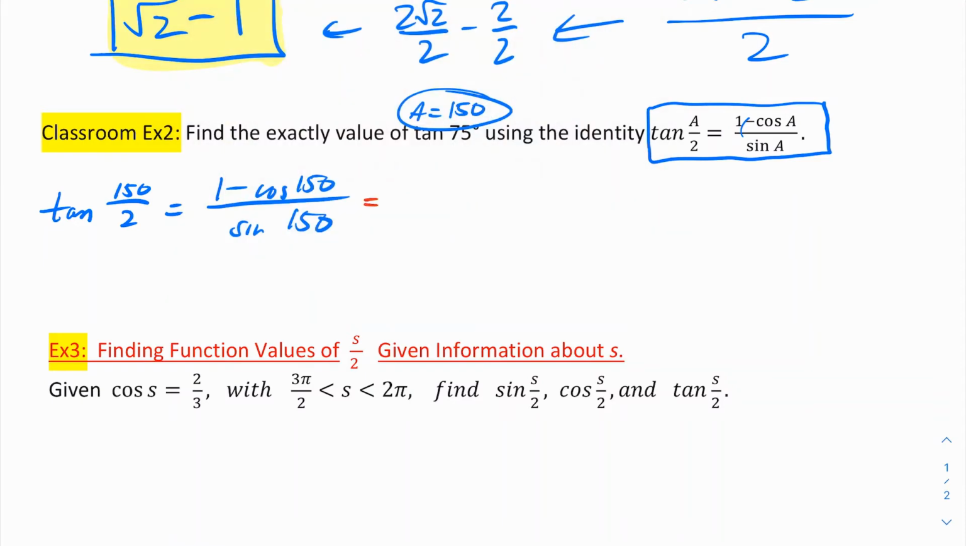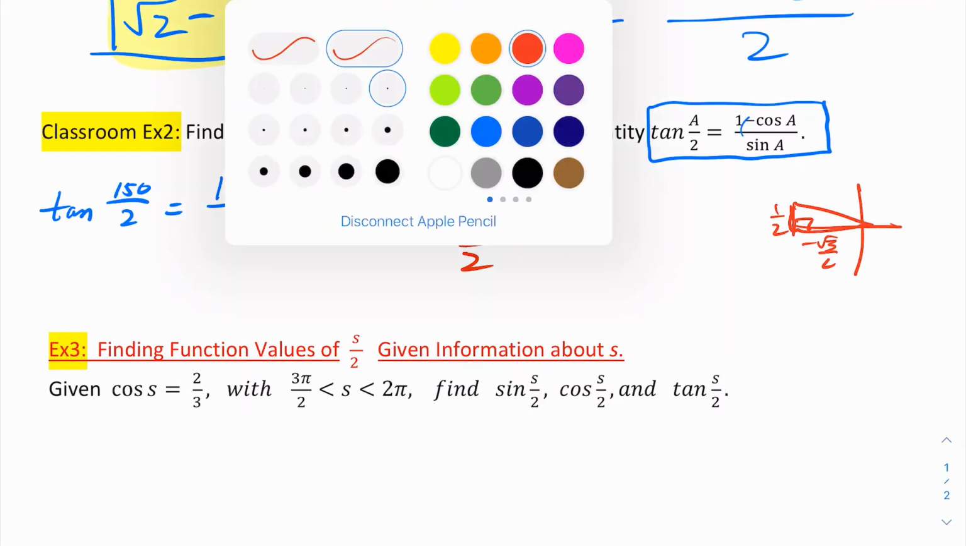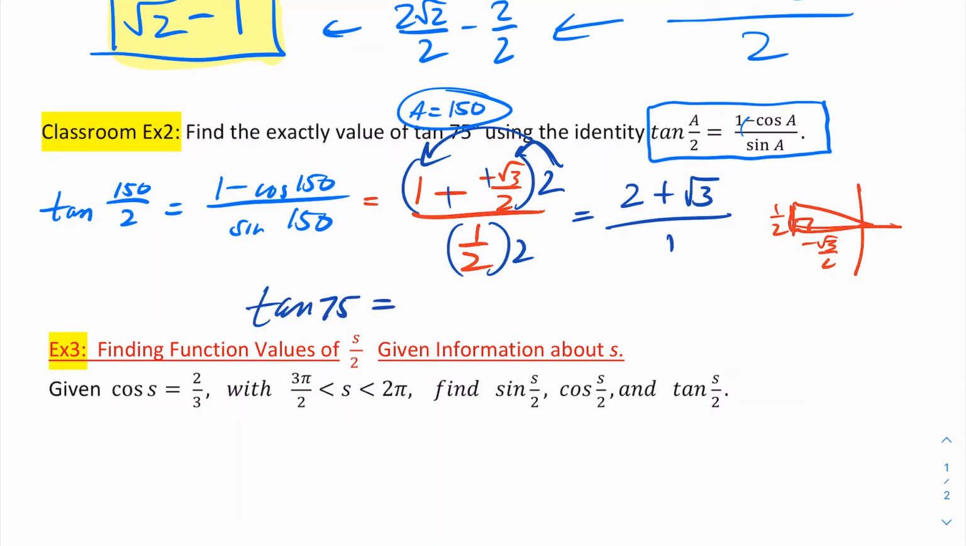So then we'll fill these in. So it's going to be 1 minus, and then at 150, cosine is negative radical 3 over 2, and sine is positive 1/2. So we're going to go ahead and multiply top and bottom of this by 2. So at the top, I'm going to have 2 plus radical 3, because this becomes plus when I distribute. And then at the bottom, I'm just going to have 1. So tangent of 75 is just going to equal 2 plus the square root of 3.